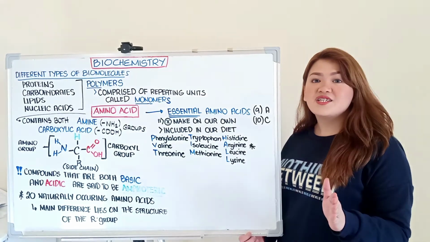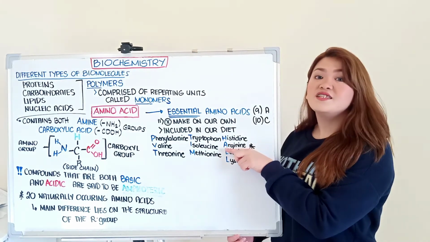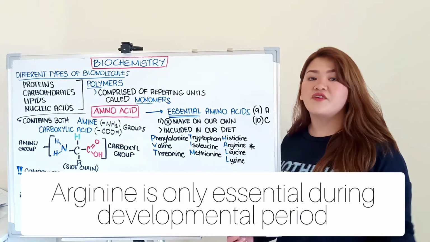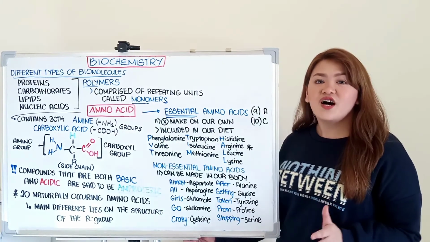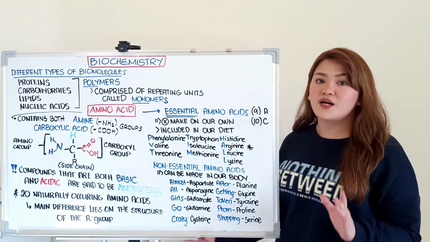We have 9 essential amino acids for adults and 10 in children. Naka-asterisk si arginine because this amino acid is only essential during our development stage. Then we have non-essential amino acids which we can synthesize in our body in adequate amounts.